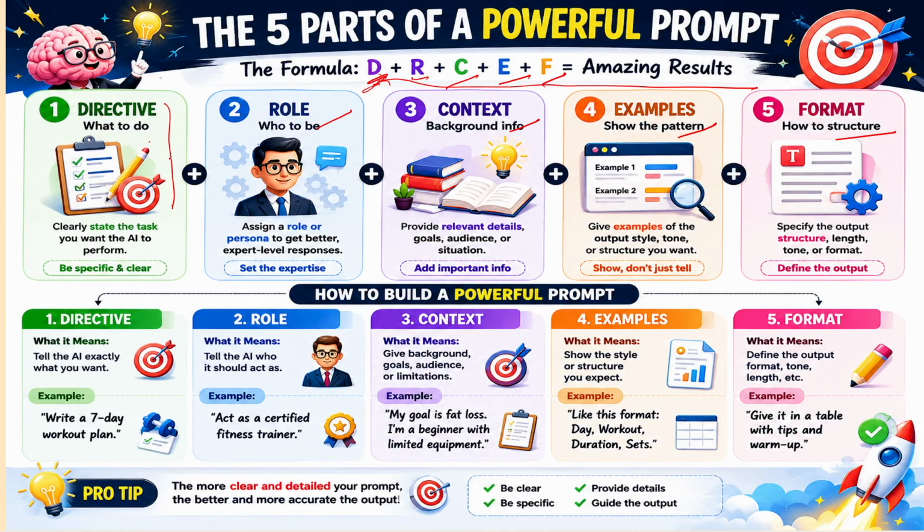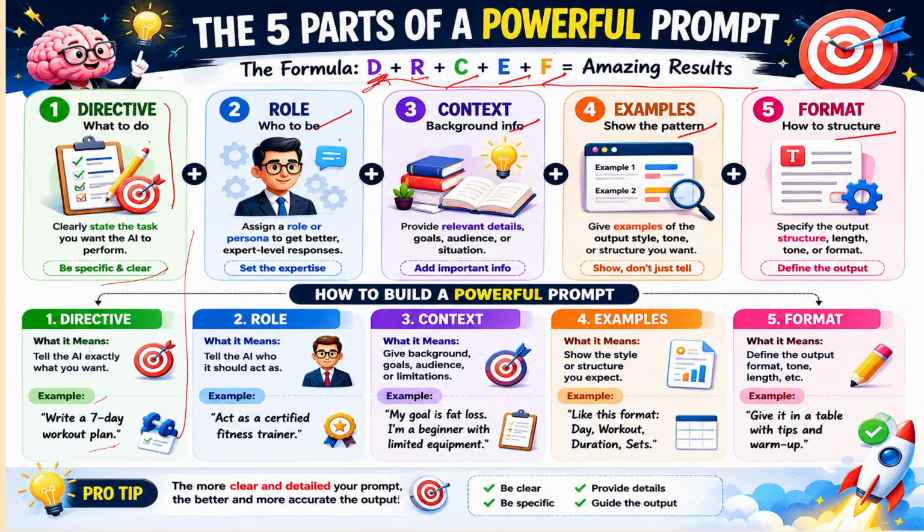Here we are talking about the first component, which is the directive. It clearly says what to do, and we have to be very specific and clear. The directive is what it actually means: you have to tell the AI what you want. An example is: write a 7-day workout plan. This is a directive. A directive is a command, do that, and it has to be very specific.